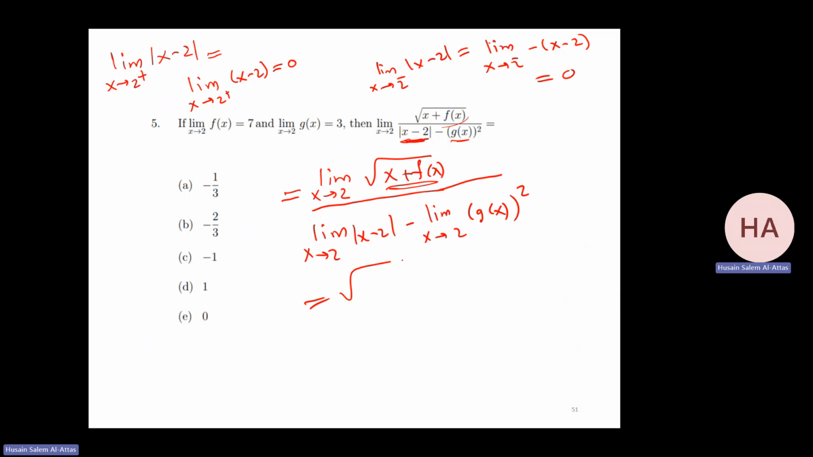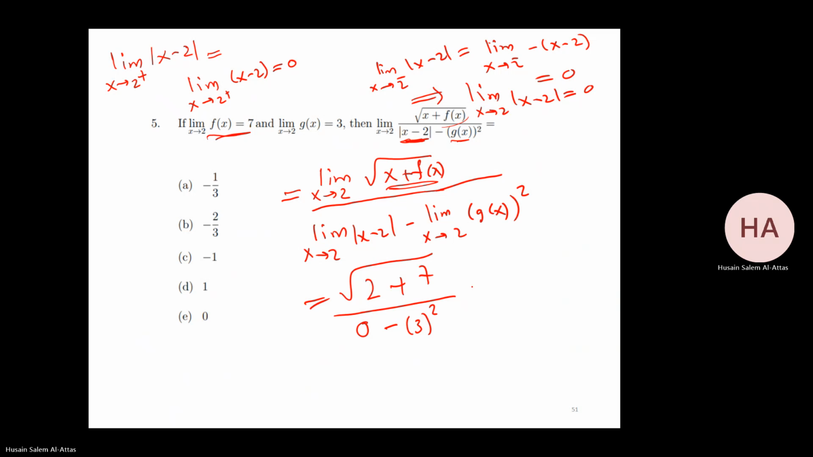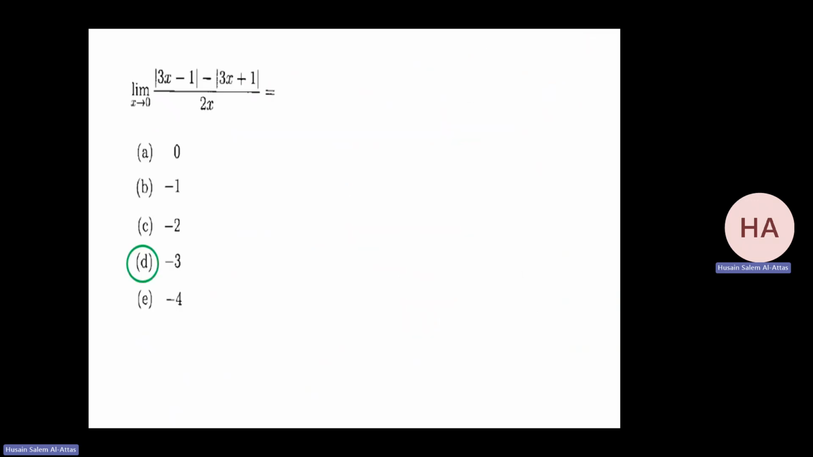So that will be the square root of 2. What is the limit of f of x? 7 over, this we did. So the limit as x goes to 2 is 0, since right is 0 and left equals 0. That will be 0 minus g. What's the limit of g? 3 squared, so that will be the square root of 9, which is 3, over minus 9, and that's minus 1 over 3, which is this one.